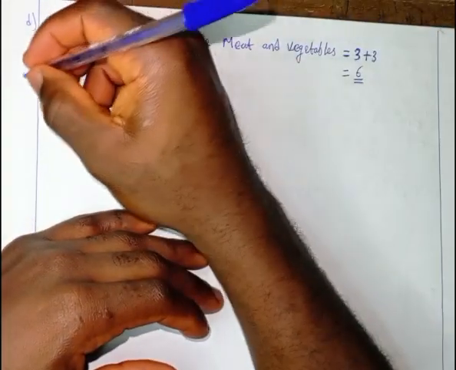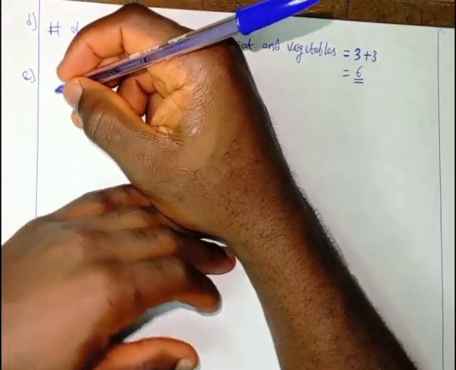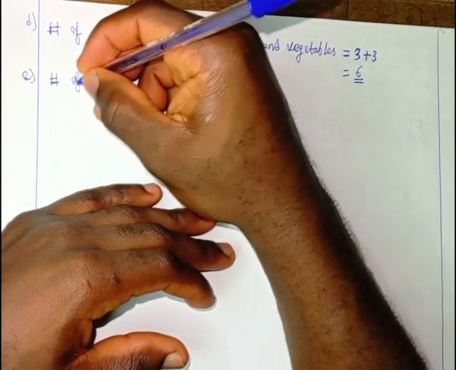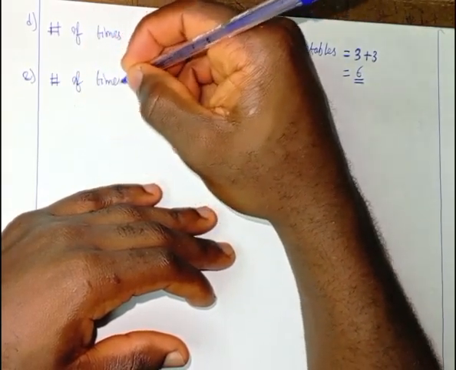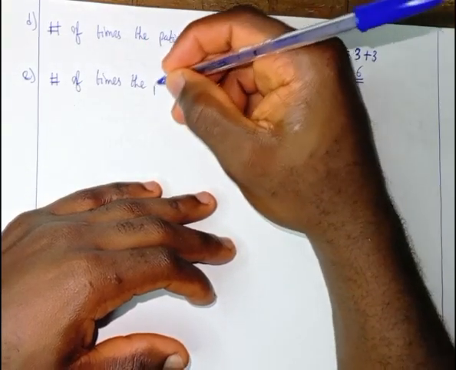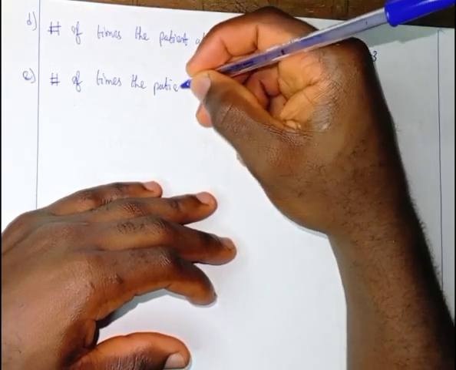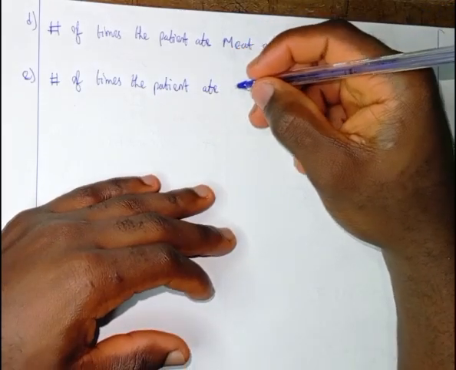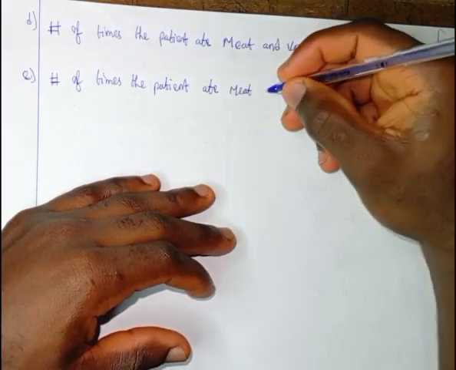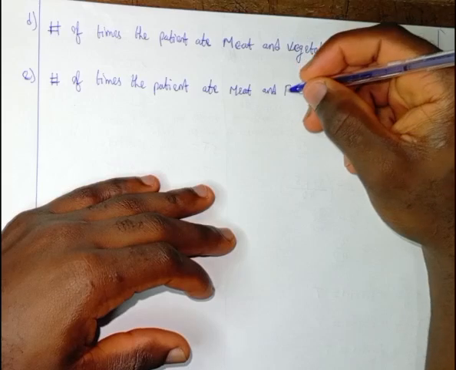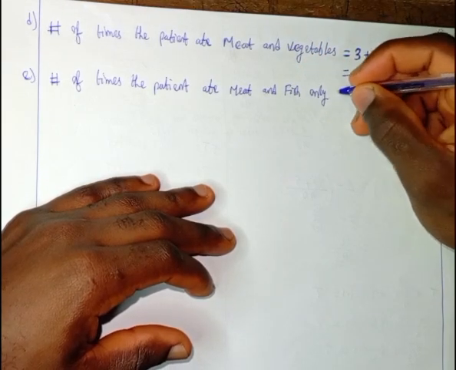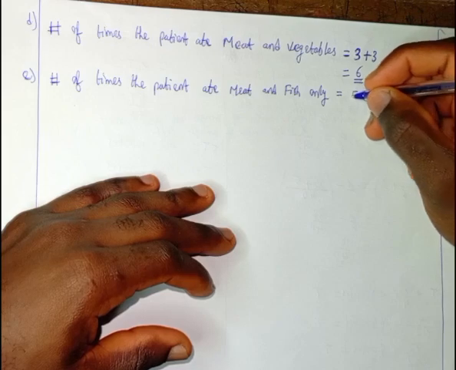We go now to question E. Question E says we should determine the number of times the patient ate meat and fish only. On the Venn diagram, it is simply equal to 5.